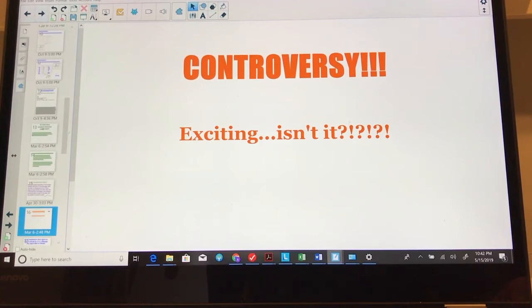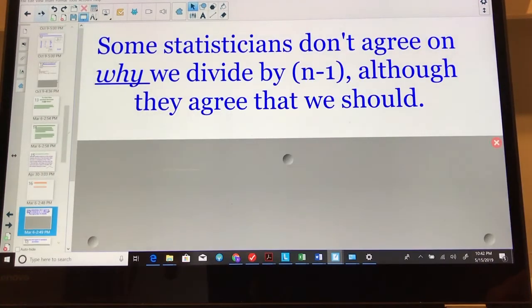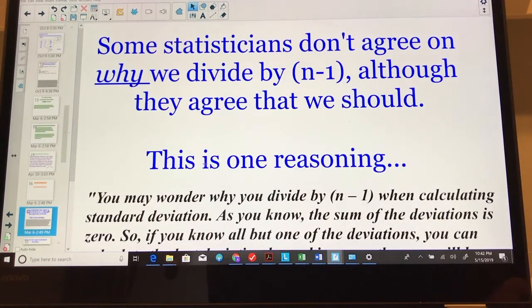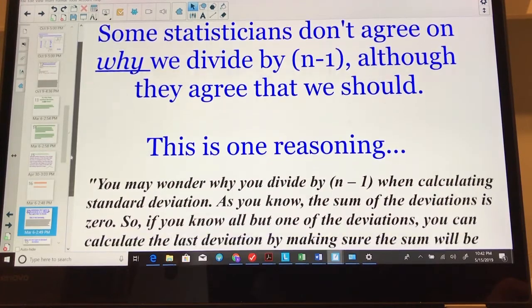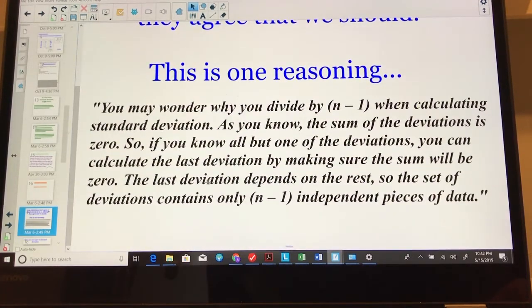Controversy. Ooh, exciting, isn't it? Some statisticians don't agree on why we divide by n-1, although they almost all pretty much agree that we should. So here's one reasoning. It's actually in your textbook, which you guys probably haven't seen this year, but we do use a textbook. Anyway, in there it says, you may wonder why you divide by n-1 when calculating standard deviation.